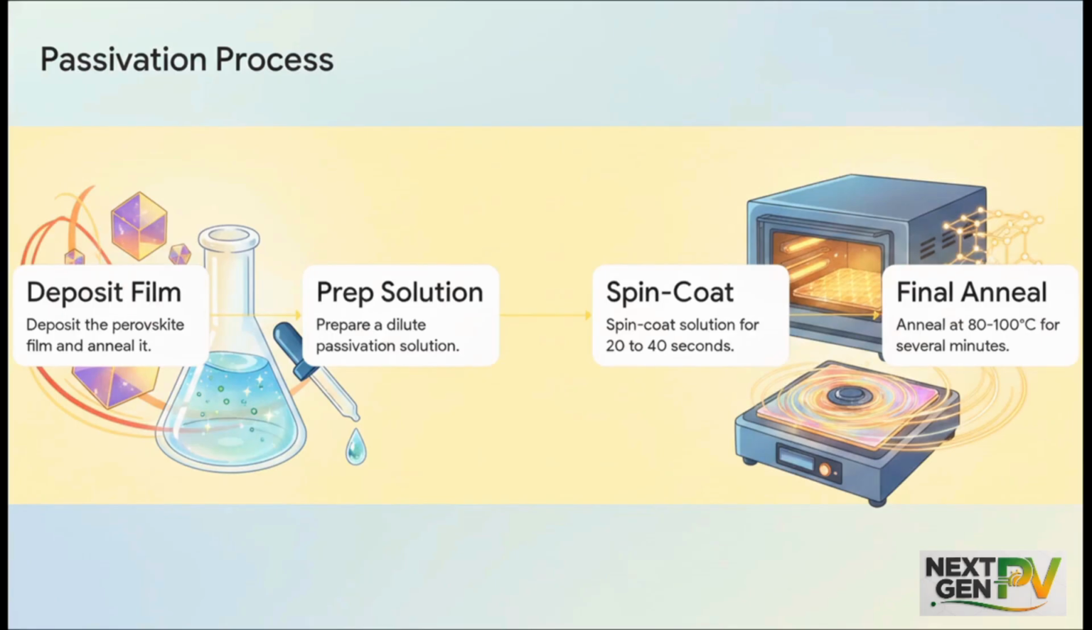To make this tangible, let's walk through how this is actually done in the lab for surface passivation. It's remarkably elegant. First, you deposit and heat, or anneal, your perovskite film. Then you prepare a highly dilute passivation solution, just 1 to 10 milligrams per milliliter. You drop this onto the spinning perovskite for 20 to 40 seconds, a process called spin coating. Finally, you bake it at 80 to 100 degrees Celsius for just a few minutes. This incredibly simple, low-cost process creates a chemical passivation layer that is only a few nanometers thick, yet it completely transforms the material.